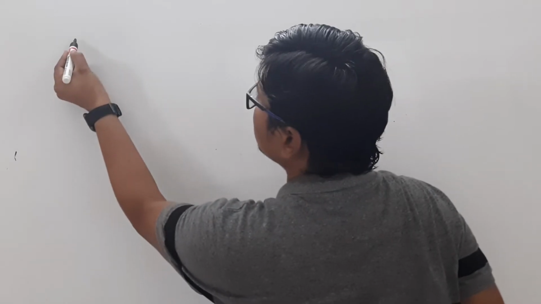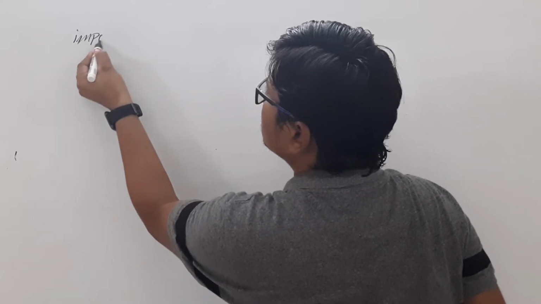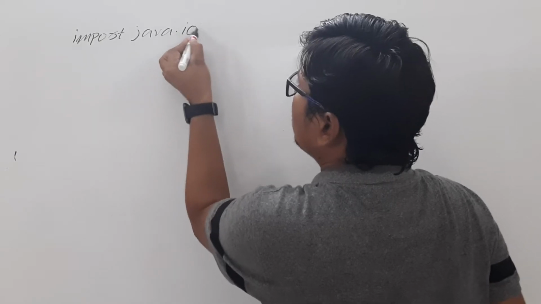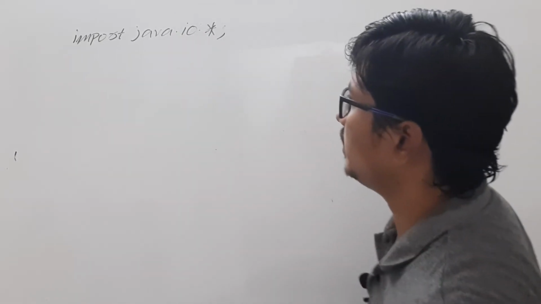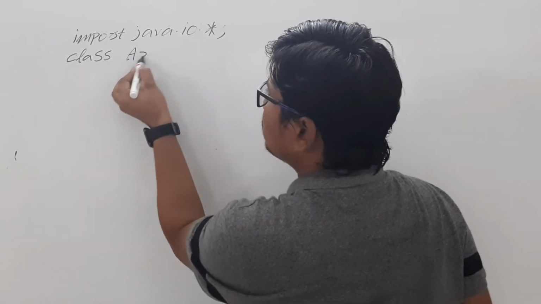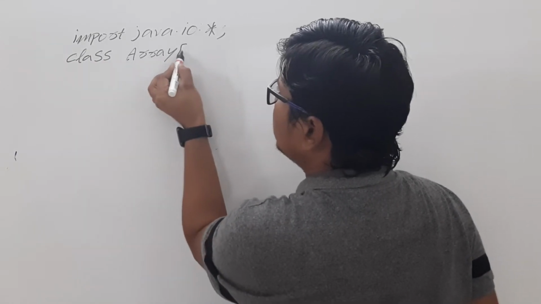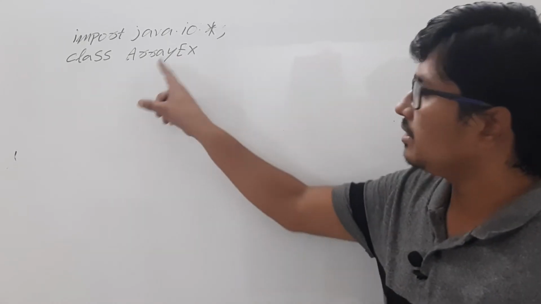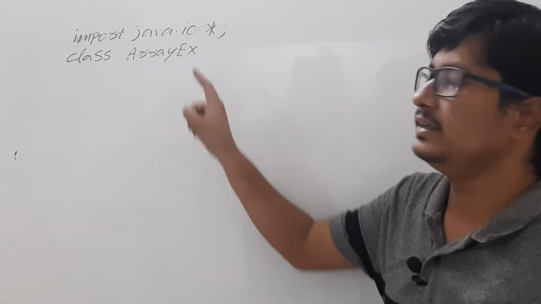As I want to read the input from the user, I need to import the Java module. So I will write import java.io.*. Then I will write class ArrayX. The class name is ArrayX, so the file name should also be ArrayX.java.